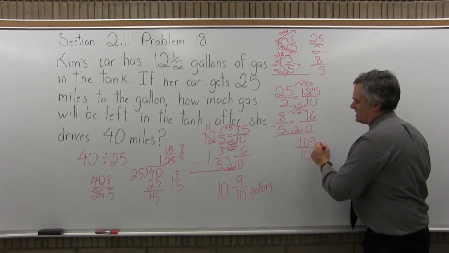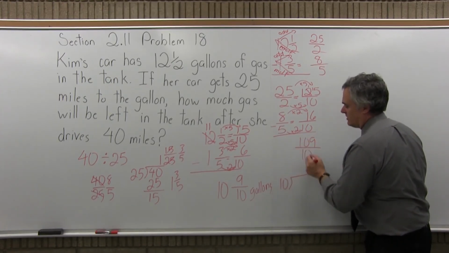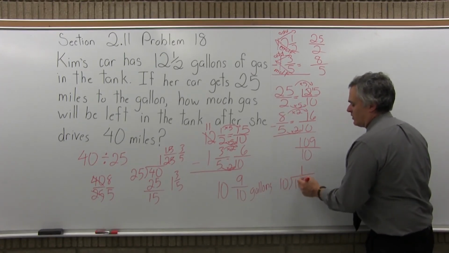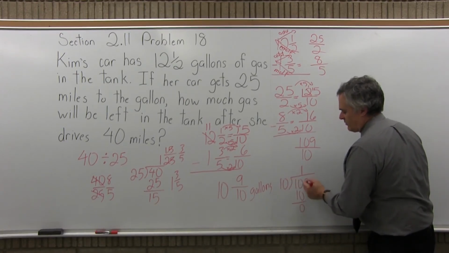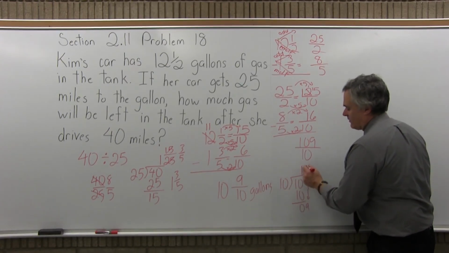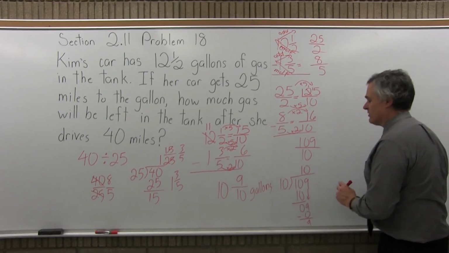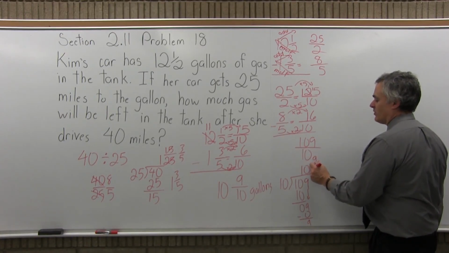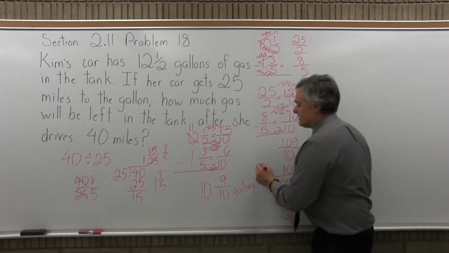Again, in this form, it's not as recognizable how much gas that is. So do the denominator, divide into the numerator. 10 goes into 10 once. 1 times 10 is 10. Subtract, nothing. Bring down the next digit, which is 9. 10 goes into 9, it won't fit 0 times. 0 times 10 is 0. Subtract. 9 minus 0 is 9. That's my remainder. The remainder is 9. The remainder becomes a new numerator. The number that was the denominator stays the denominator. So again, I get 10 and 9/10.